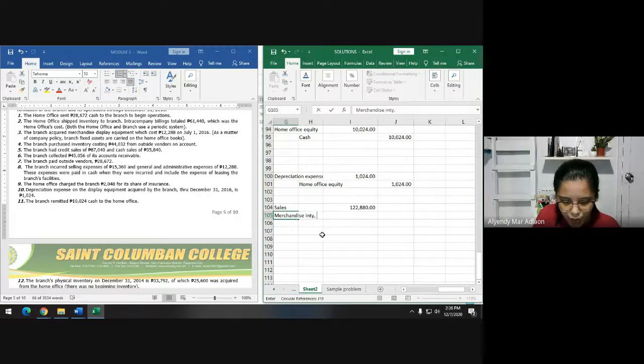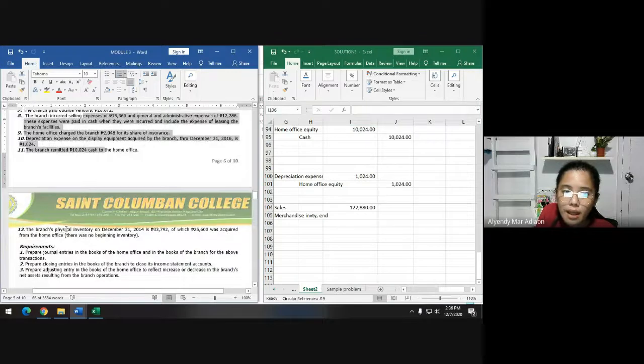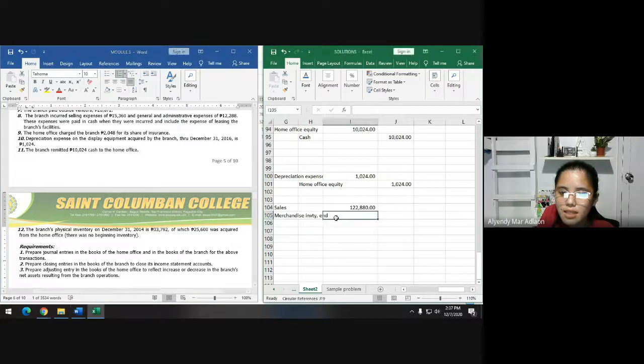merchandise inventory ending. Okay. How much is the merchandise inventory end? Nana siya diri sa number 12. The branch's physical inventory on December 31, 2014 is 33,792, of which 25,600 was acquired from the home office and there was no beginning inventory. So ang total branch physical inventory is 33,792. So you put there 33,792. Okay, next is to close the purchases and expenses.